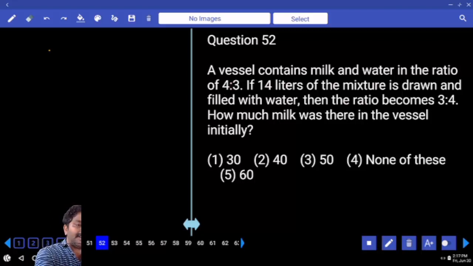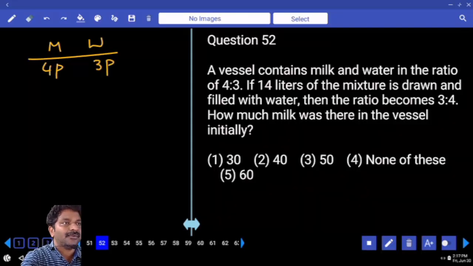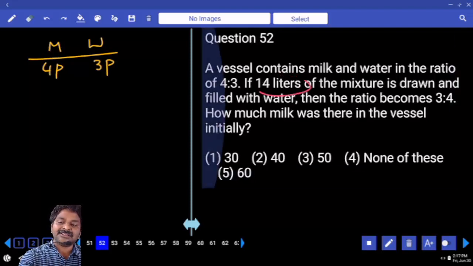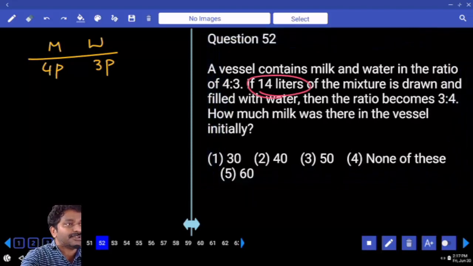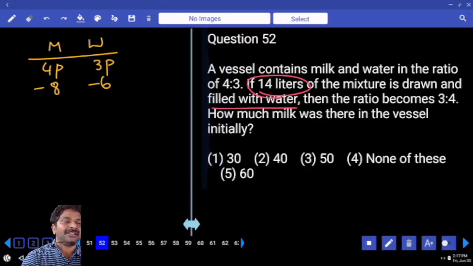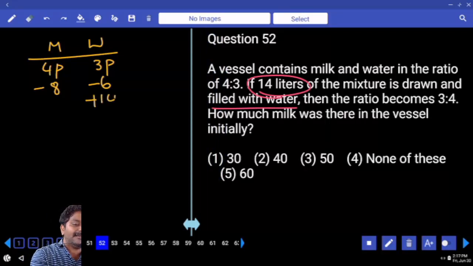So now, let's see. Milk and water. Initial milk, 4 parts. Water, 3 parts. How much quantity is taken out now? 14 liters. Even this 14 also should be in the ratio 4:3. That means 8 liters of milk goes out, 6 liters of water goes out. Correct? Yes or no? Then after that, it is filled with water. That means 14 liters of water is added.